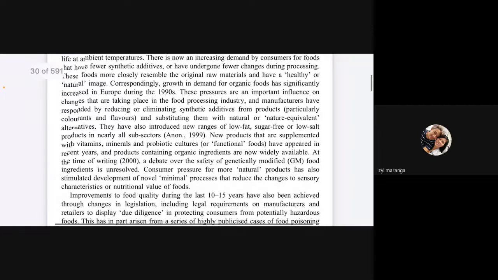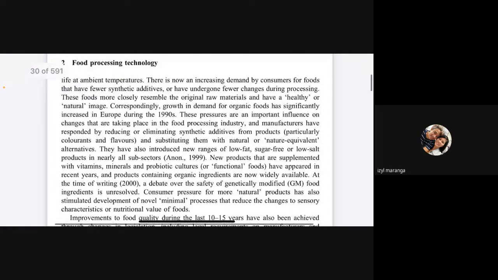There is now also increasing demand of consumer for food that have fewer synthetic additives or have undergone fewer changes during processing. So we all know, although we really need the food processing technology, but then we are also conscious na hindi siya masyadong magkaroon ng big effects sa ating food. As much as possible, we will make them healthier, no?